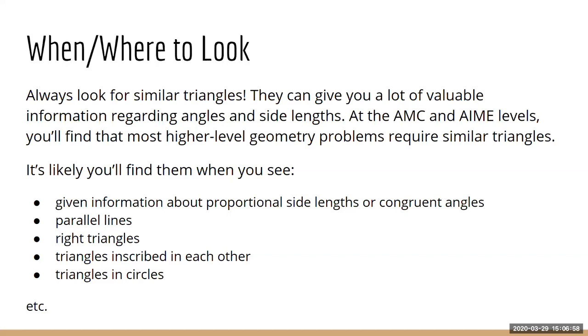I would say that if you look at a problem and you see any type of triangle and any type of intersecting lines, you want to first look at, well, are there congruent angles? Do we know the proportions of the side lengths? And if that's the case, then definitely go to similar triangles first.